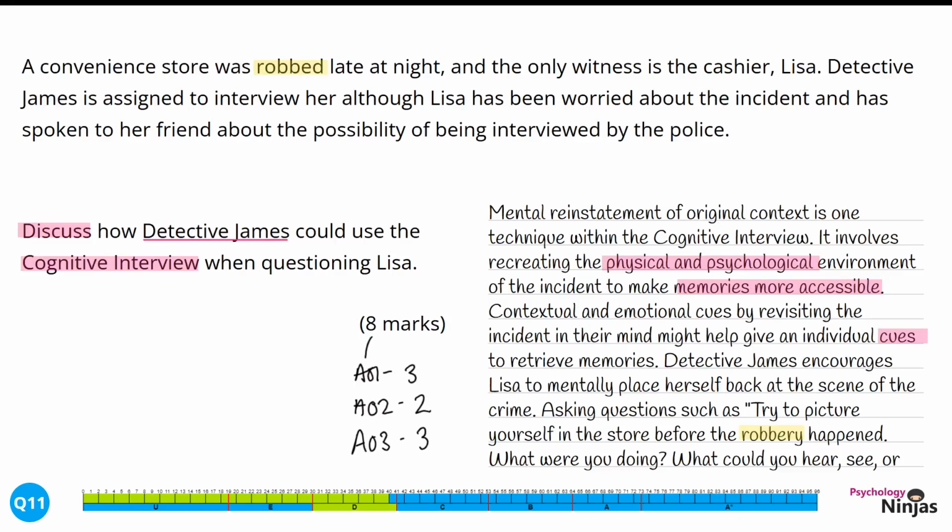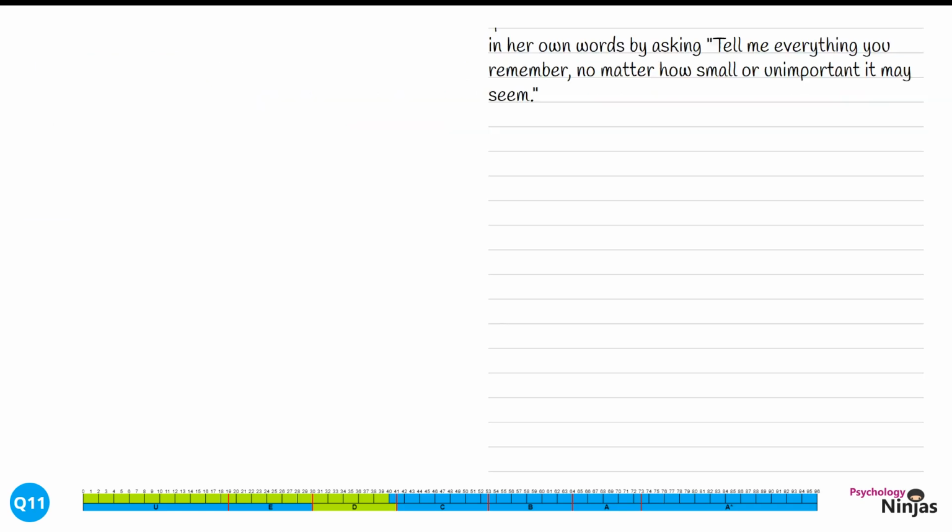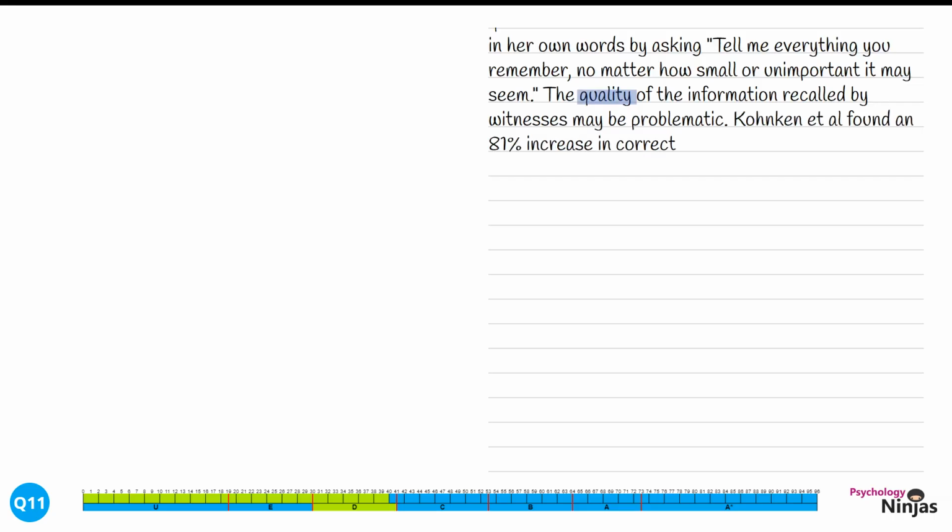We can go back up to our STEM here and tick off convenience store as a different part of the STEM that we have used. We're then going to evaluate cognitive interview once again. The quality of the information recalled by the witness may be problematic. This time we're talking about the quality of the information rather than necessarily the quantity. To explain our point, we're going to use some evidence.